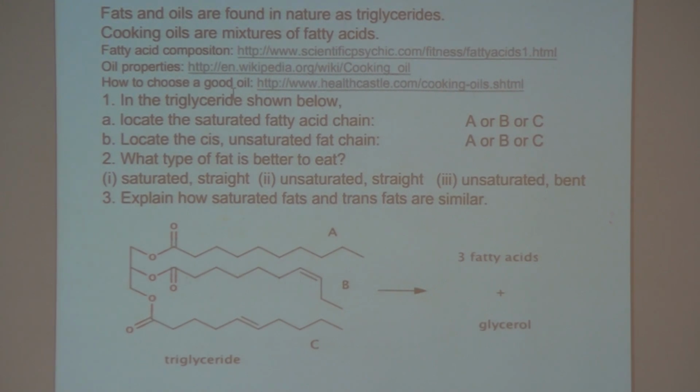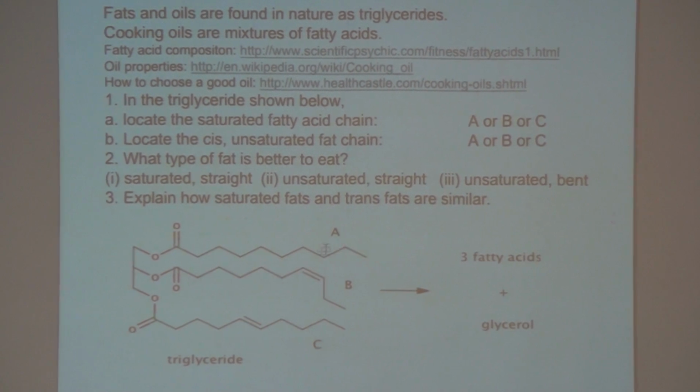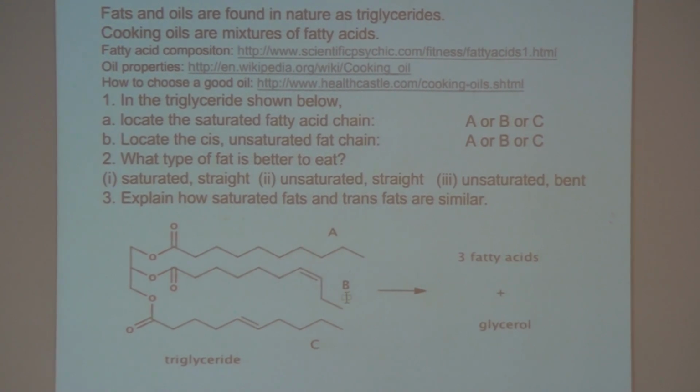So let's talk about lipids. I've drawn here the structure of a triglyceride. So a triglyceride consists of 3 fatty acids. So here's one fatty acid called fatty acid A. Fatty acid B is the one in the middle. Fatty acid C is here.